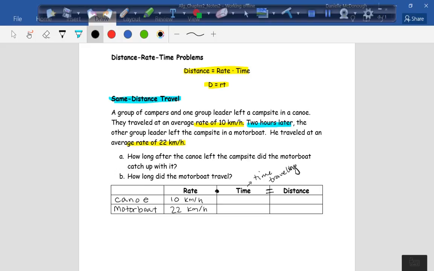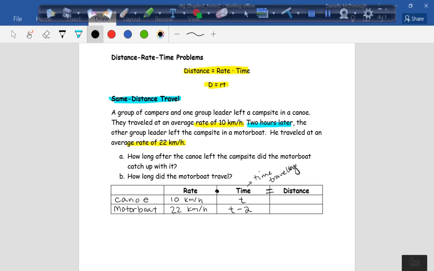So there's a couple ways that you can do this. Let's say the canoe left. So the canoe's been traveling for T hours. Well, if the canoe's been traveling for T hours, the motorboat would have been traveling for T minus 2 hours. And the reason why is because if the canoe left and it was traveling for 4 hours, okay, well, the motorboat only would have been traveling for 2 hours because it left 2 hours later.